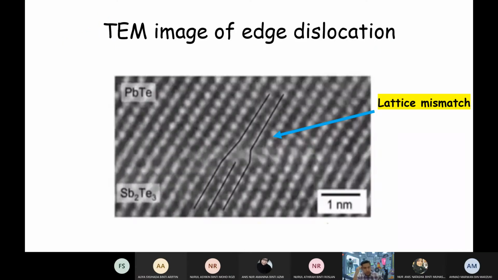If you look here, this is the transmission electron microscopy image of an edge dislocation. We can see the existence of lattice mismatch. If you look at this picture here, can you see the difference between here and here? What is the difference between these two? What can you see here? Apa yang you boleh nampak dekat figure ni?